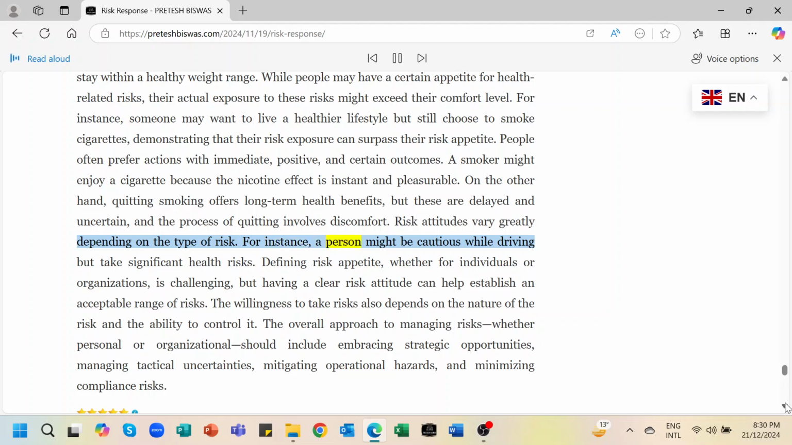For instance, a person might be cautious while driving but take significant health risks. Defining risk appetite, whether for individuals or organizations, is challenging, but having a clear risk attitude can help establish an acceptable range of risks. The willingness to take risks also depends on the nature of the risk and the ability to control it. The overall approach to managing risks, whether personal or organizational, should include embracing strategic opportunities, managing tactical uncertainties, mitigating operational hazards, and minimizing compliance risks.